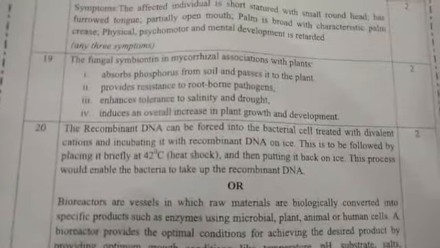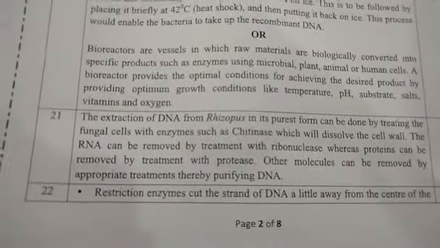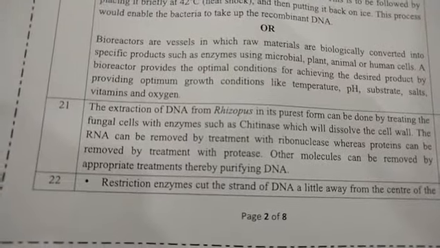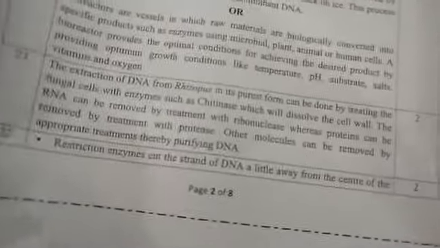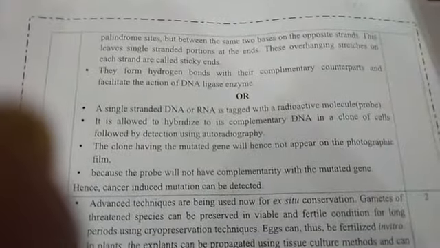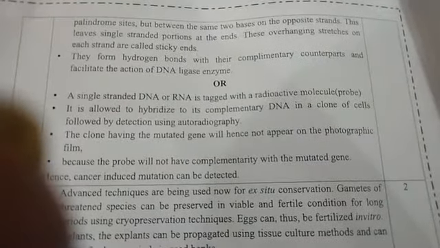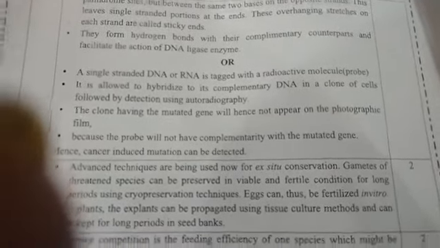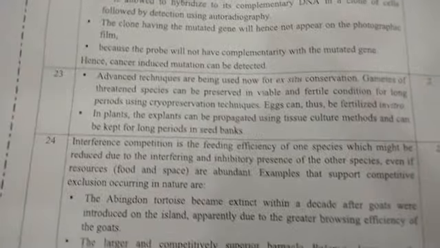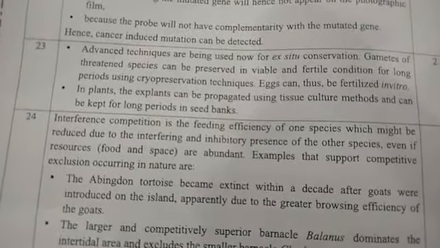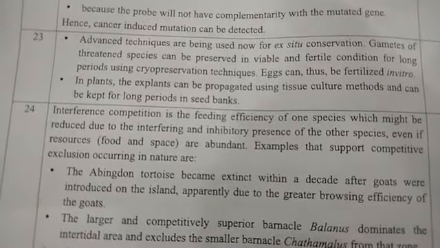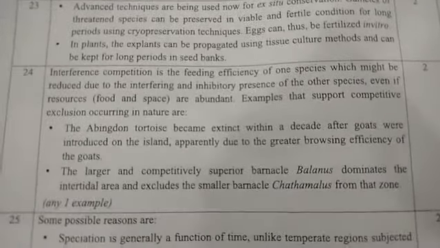Yes. So we have already shared up till 22nd. Restriction enzymes cut the strand of DNA a little away from the center. Okay. Of the palindromic sites hoga. Yes, of the palindromic sites, but between the same two bases. Okay. Then we come to 23rd. Yeah, 24th.